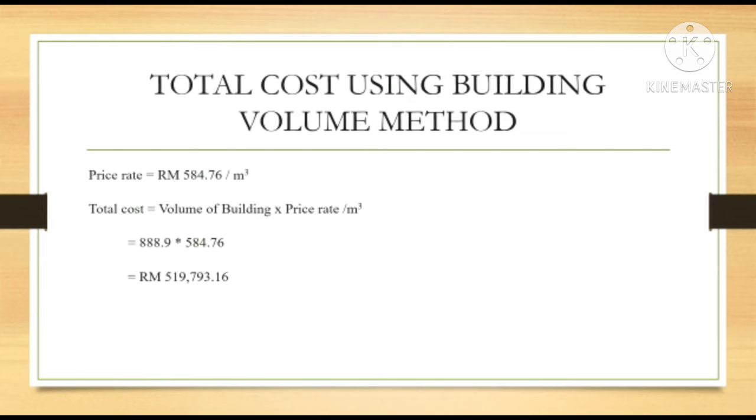So the price rate per meter cube of our house is 588 ringgit 70 cent per meter cube. So the total cost is volume of building times by price rate. So the total cost of our house is 519,793 ringgit and 80 cent. So that's all. Thank you.